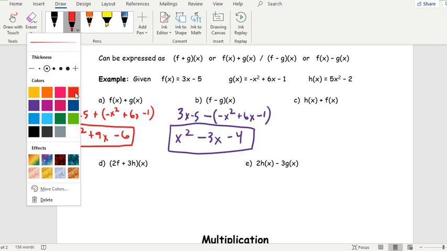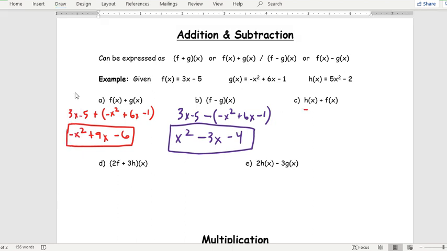Okay, we're back. Let's see how you did. H of x plus f of x. So we have h of x, which is 5x squared minus 2, and we are going to add to that 3x minus 5.